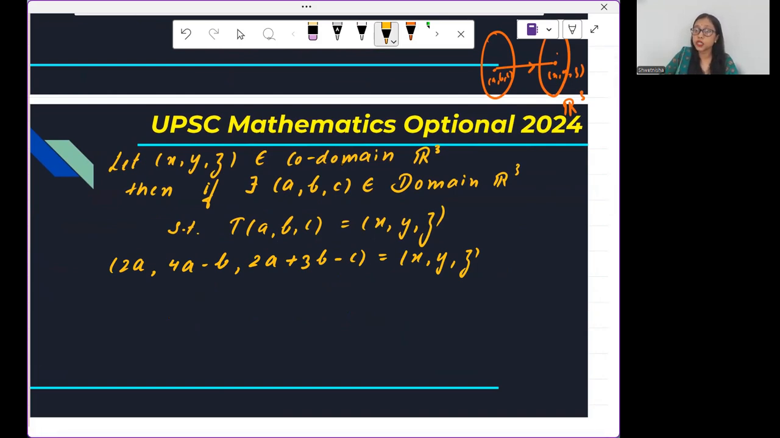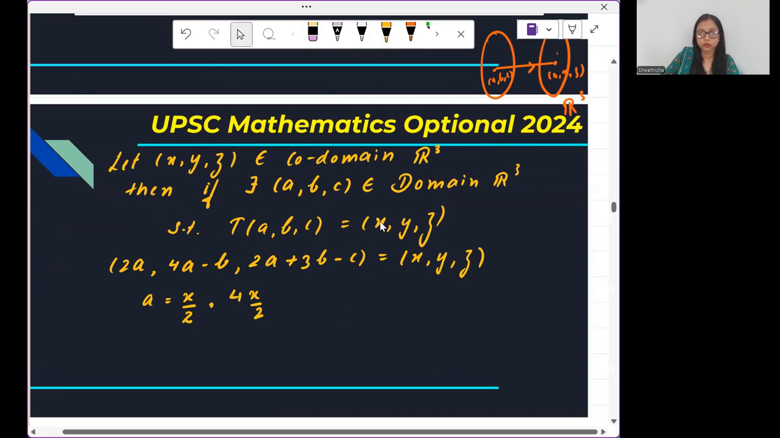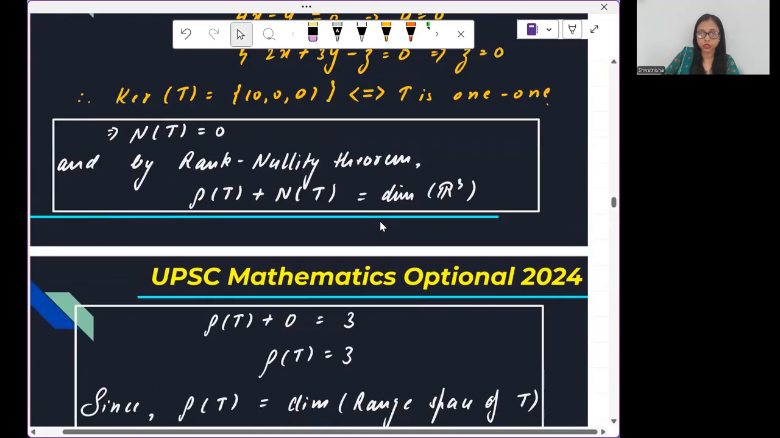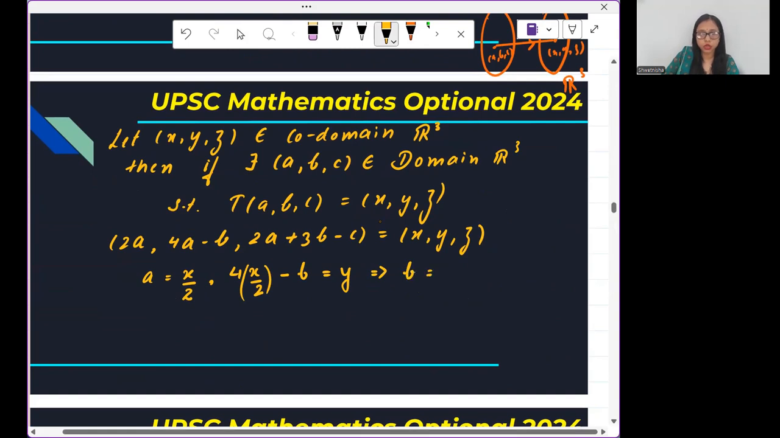So if I'm able to find a unique value of ABC from here by equating this left hand side and right hand side, then I can find ABC. So what is A? A is x by 2, right? 4 times x by 2. This is 2x, yes, okay. So 4 times x by 2 minus b is equals to y. So what is b from here? It implies b is equals to 2x minus y.